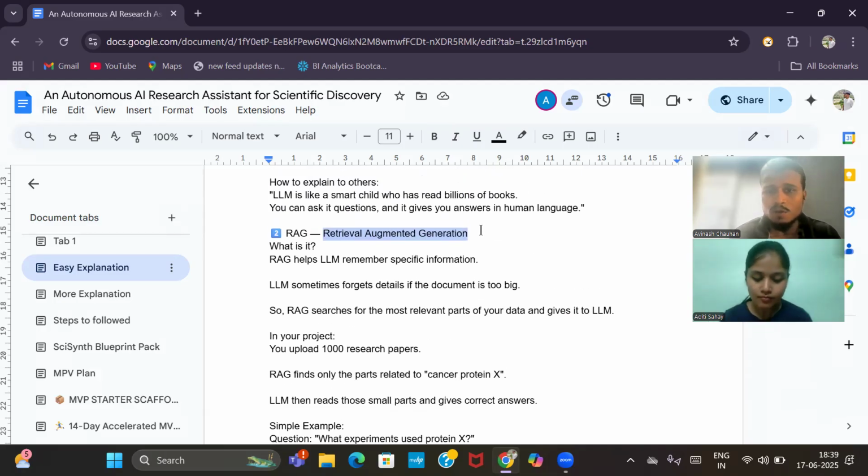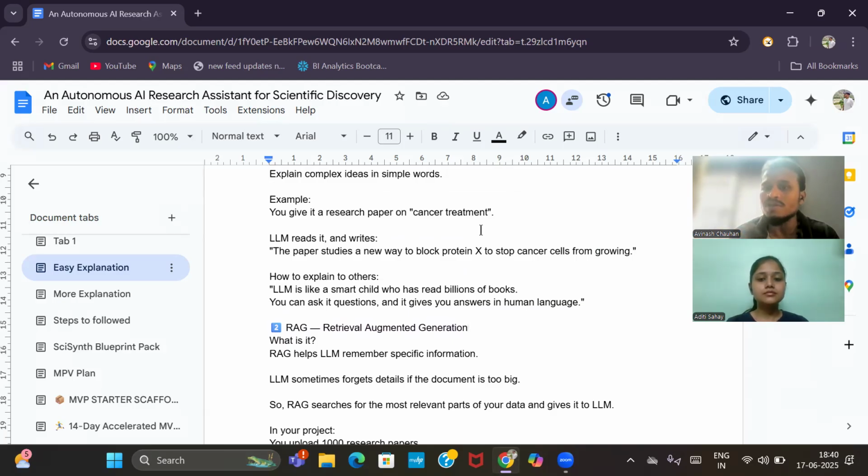So RAG here will hold the information of all those 10 research papers which you are going to find, and the LLMs will read all those research papers.